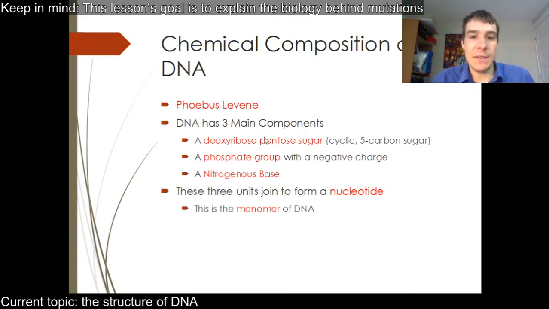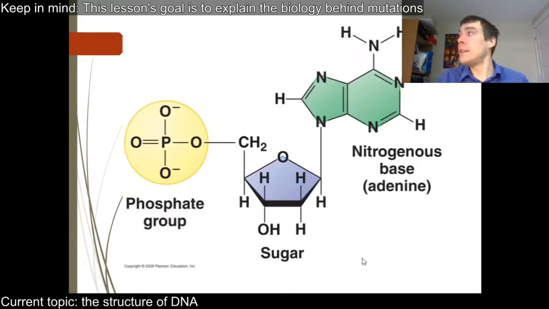And he found out that the number of sugars was equal to the number of phosphates and was equal to the number of bases. So he came up with this idea for DNA where there's always a phosphate attached to a sugar attached to a nitrogenous base.